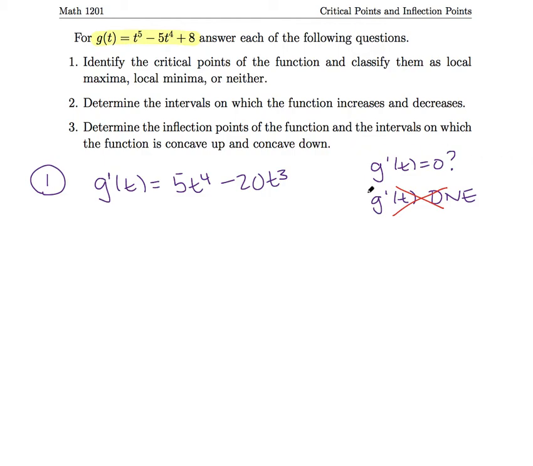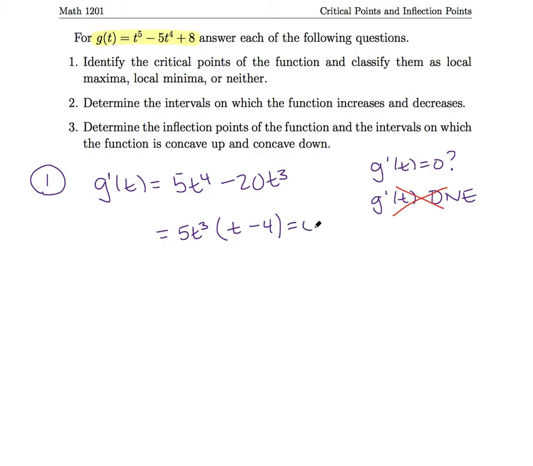So the only type of critical point that we'll have for this function is one where the derivative is equal to 0. Before I set this derivative equal to 0, I want to start by factoring it. So I can factor out a 5 from both terms, and I can also factor out t to the third. And so I'll have 5t to the third times t minus 4.